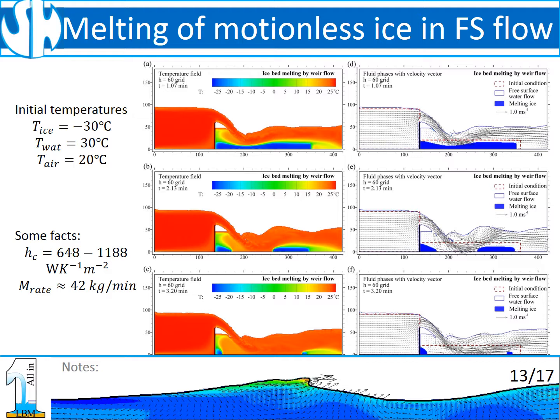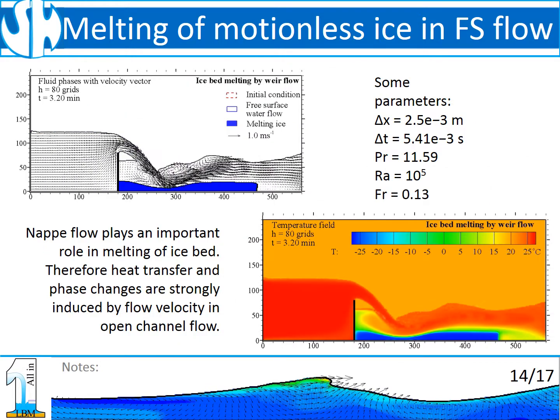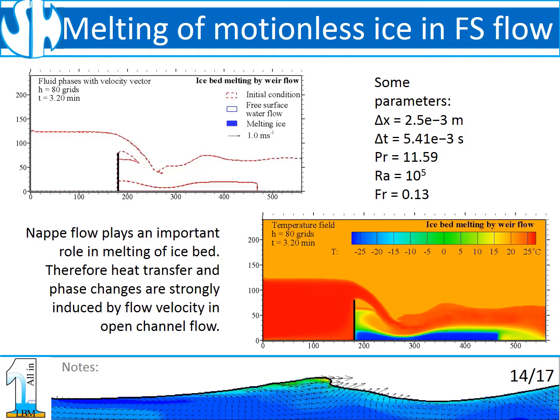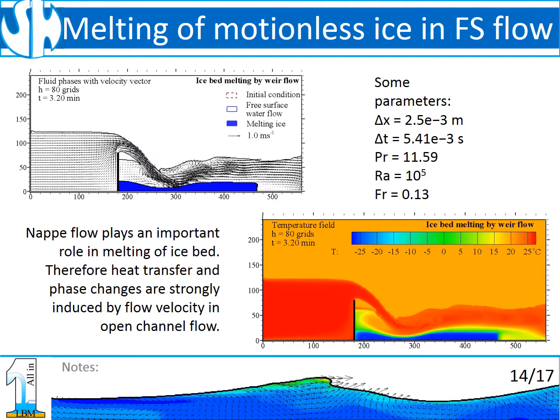It took 3.25 minutes to melt the ice, and the melting rate was 42 kilograms per minute. Those animations showing phases and the temperature field are created for some time during the simulation. From this kind of simulation, we can find the effect of the velocity and temperature on the melting of ice.